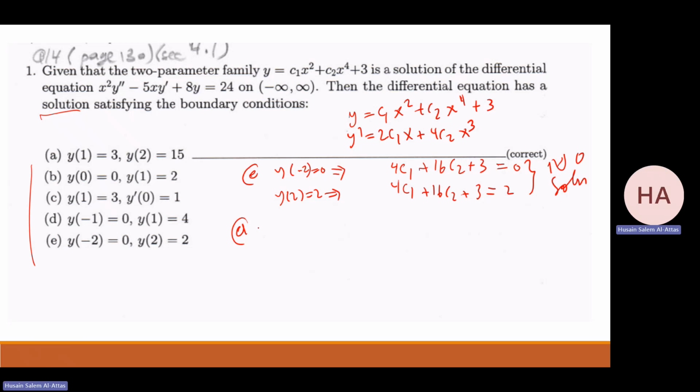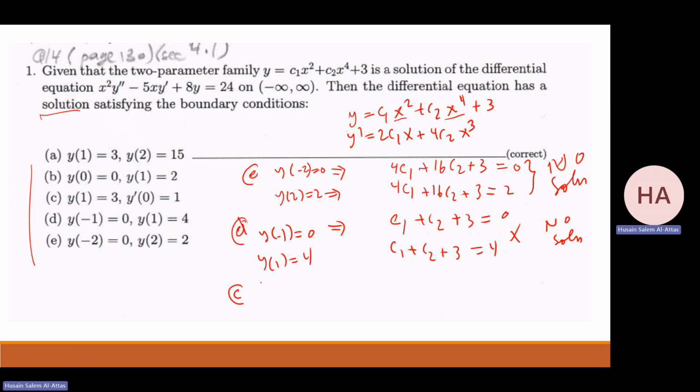D, the same idea. y at minus 1 equals 0. Since this is x squared and x to the power 4, plus or minus will not change it. So y at minus 1 equals 0 gives C1 plus C2 plus 3 equals 0. Now y at 1 equals 4 gives C1 plus C2 plus 3 equals 4, which is impossible. So no solution. This is D.